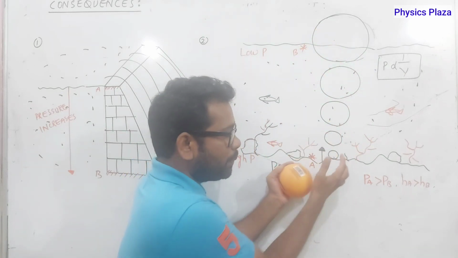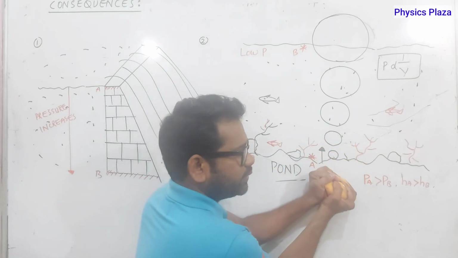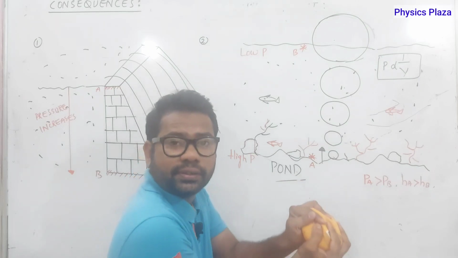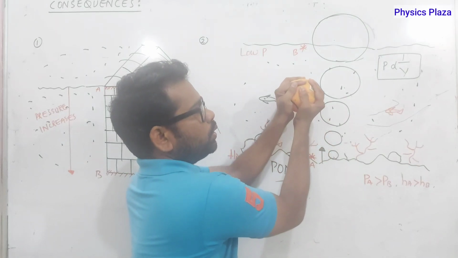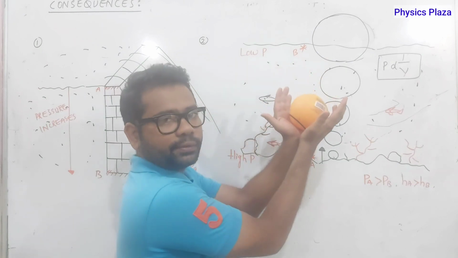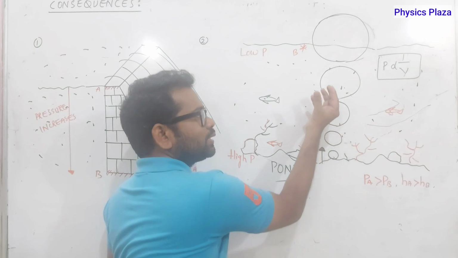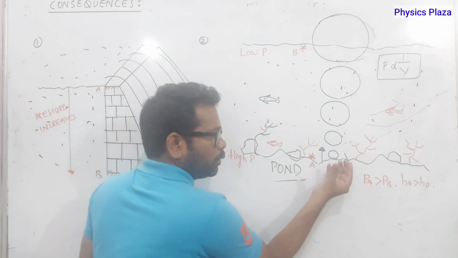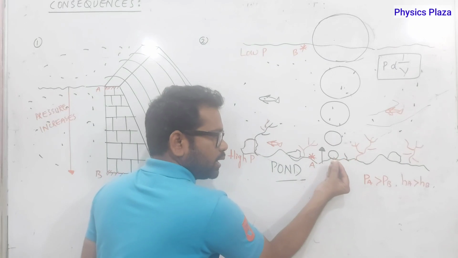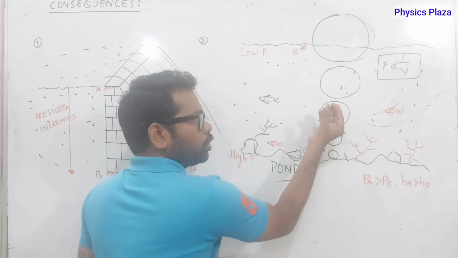Here, at the bottom, pressure is more, so it is compressed like this, so the volume will be less. As it is growing, as the pressure is decreasing, it grows in size like this. So here it is small, and as it moves up, its volume is increasing. Children, it's very important to understand: at the bottom, pressure will be more, so volume will be less. As it is rising, as the pressure is decreasing, its volume is increasing.